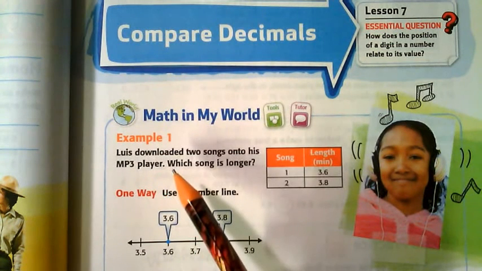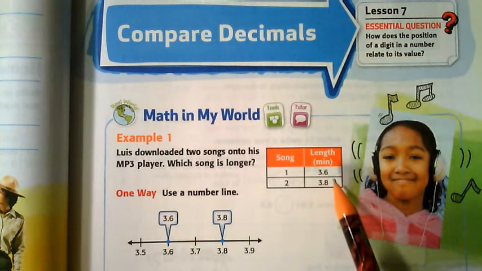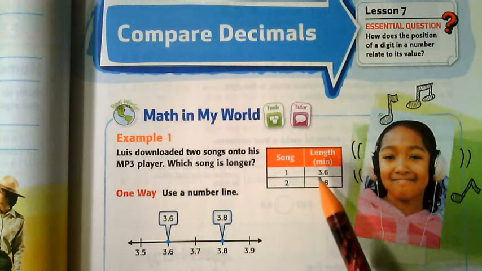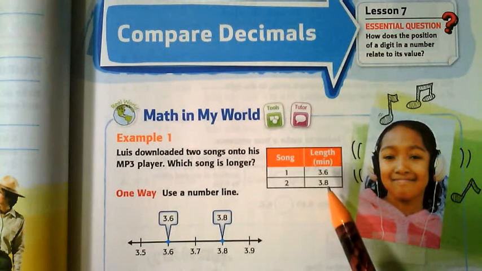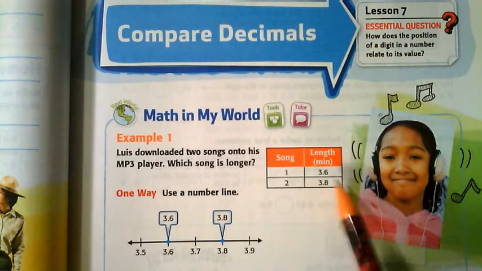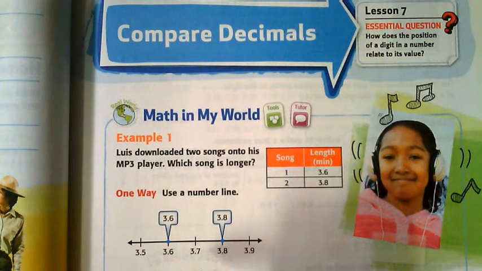Luis downloaded 2 songs onto his MP3 player. Which song is longer? So there's 2 songs we're talking about. Song number 1 is 3 6/10 long, and song number 2 is 3 8/10 long. So we have to compare these numbers. So one way we can compare is we can put them onto a number line. And we can see that 3 6/10 goes before 3 8/10.